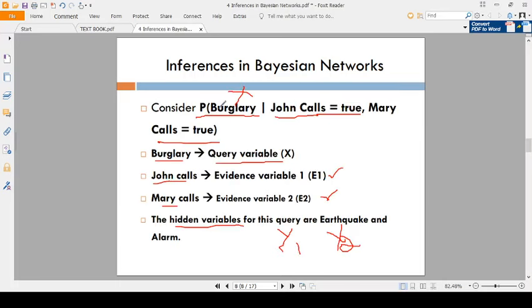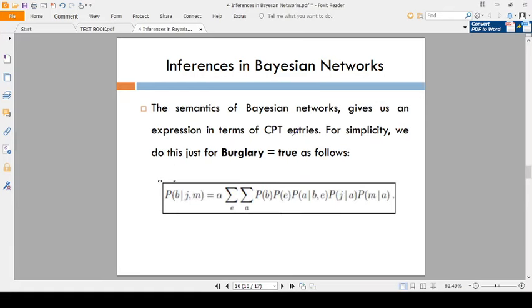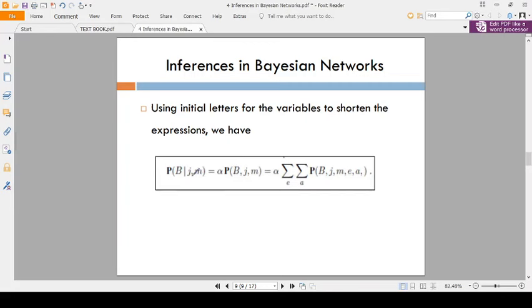So this is also written in shortcut. See here, P of burglary B, capital B, based on John calls equal to true, which is small j, and Mary calls equal to true, which is small m. So small j comma small m, it is alpha into P of capital B comma small j comma small m.